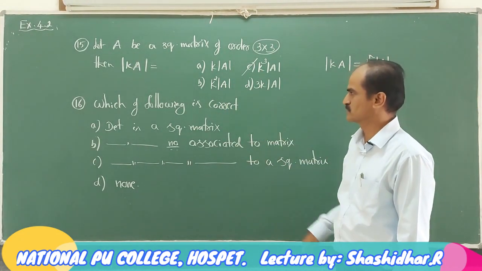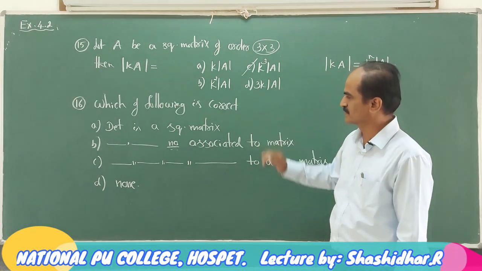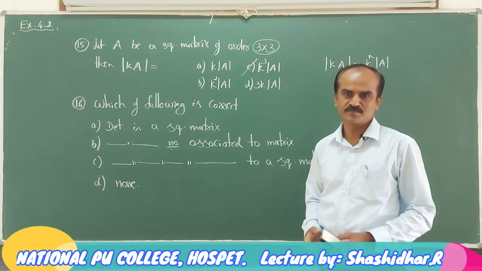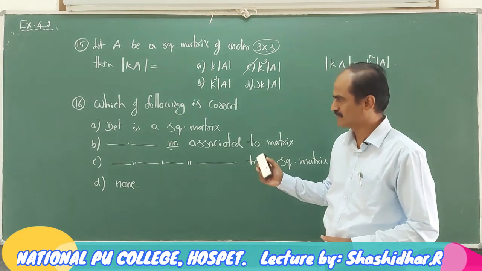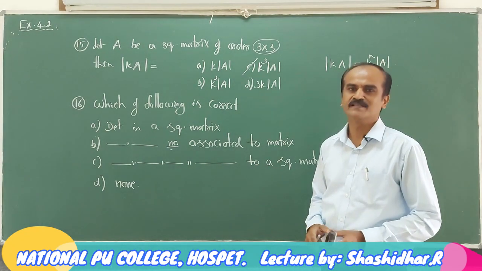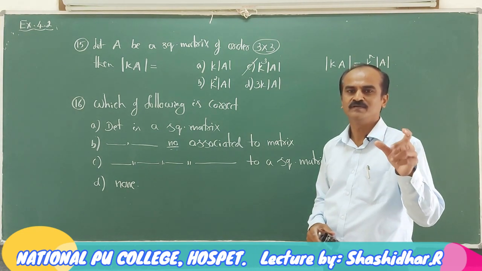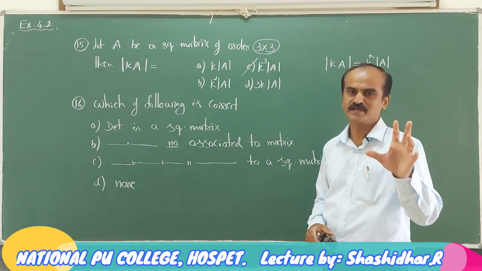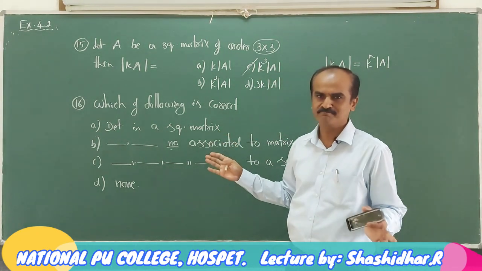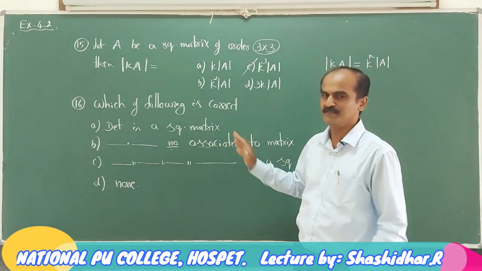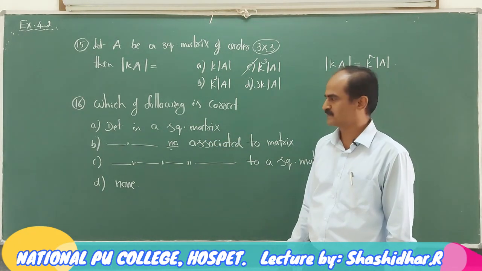A very simple question. Then which of the following statements is correct? The first option says determinant is a square matrix. Is it so? Is the determinant a square matrix? Definitely not. Determinant is associated to a matrix, a number associated to a matrix. Determinant is nothing but it represents some number. Square matrix is different. So therefore determinant is not a square matrix. Determinant is different, matrix is different.